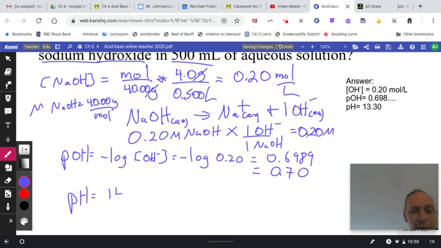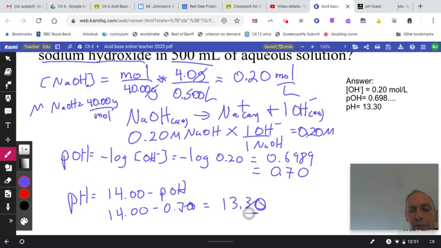So pH is going to be 14 minus pOH. 14 minus 0.70, which is 13.30. 2 decimal places for the 2 decimal places on our pH. Okay, phew, you can see why these questions take a little bit of work. That's called a multi-step problem.